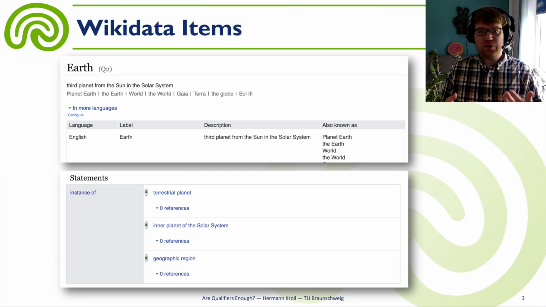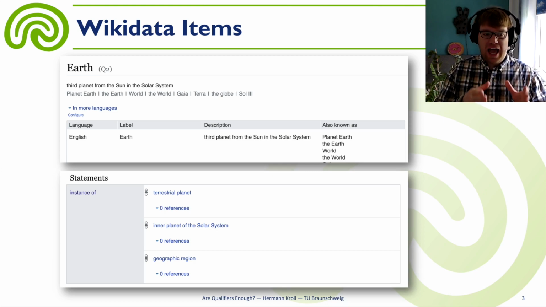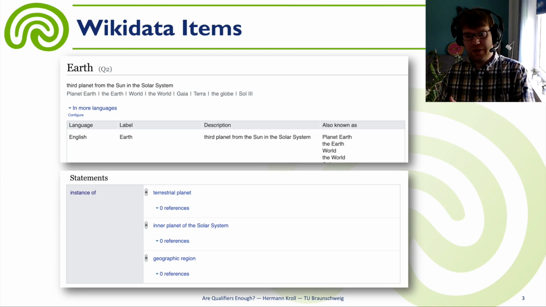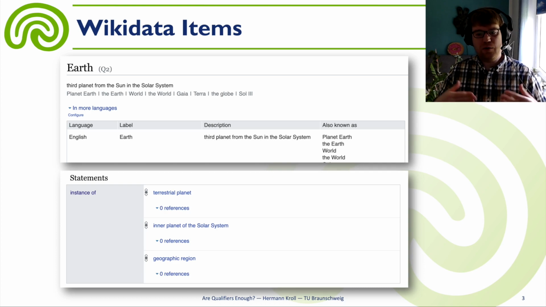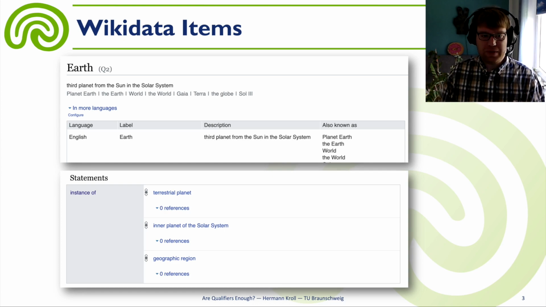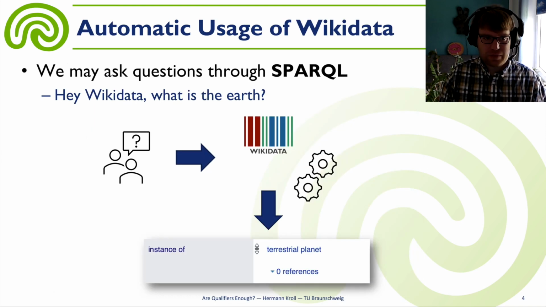It's represented by so-called statements. We have a subject, in this case Earth, and then we have predicate-object-like statements. So the Earth has the English label Earth. It has alternative labels like world or the world. It is an instance of a planet, right? So subject, predicate, object based statements in Wikidata.